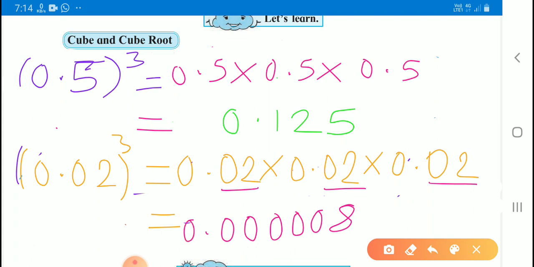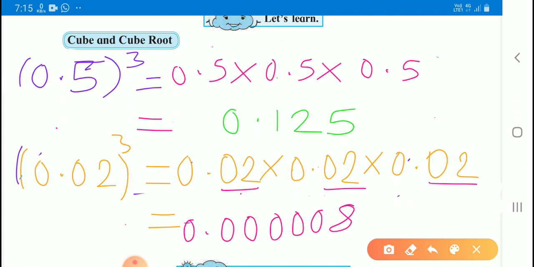Again look, 0.02, 3 times we have to multiply. What is the cube of 2? It is 8. After the point, how many numbers are there? Here 2, 2, 2 means 6. So while giving the point, we have to consider from the last number. So here 1, 2, 3, 4, 5 and 6. After 6 the point will come.